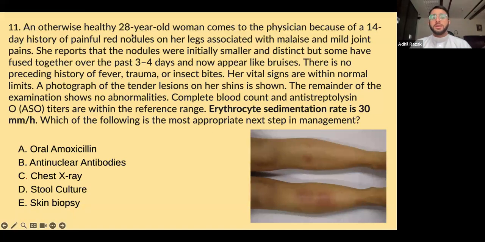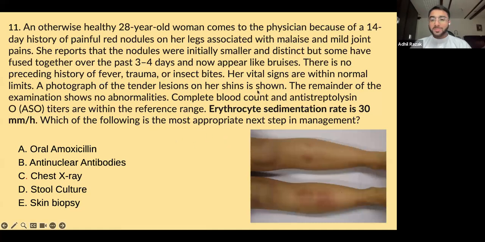So this is an otherwise healthy 28-year-old woman who comes to the physician because of a 14-day history of painful red nodules on her legs. She has malaise, mild joint pain. She reports that the nodules were initially smaller and distinct, but some have fused together over the past 3-4 days and now appear like bruises. There is no preceding history of fever, trauma, or insect bites. Her vital signs are within normal limits. A photograph of the tender lesion is shown below.